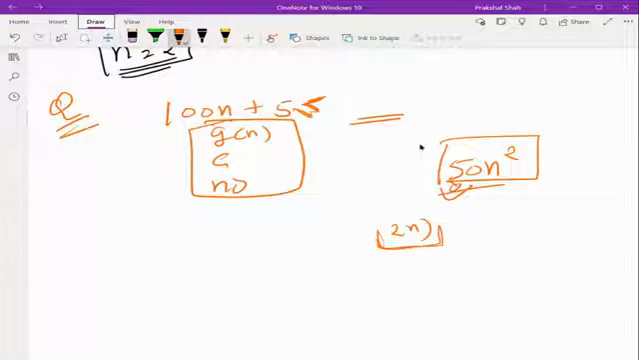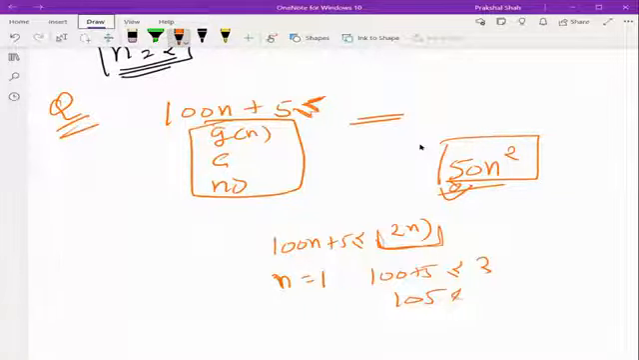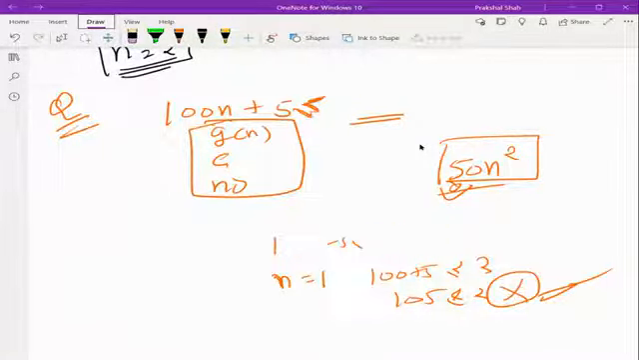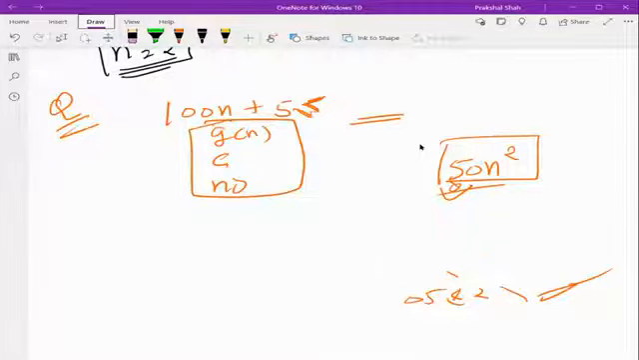So think about this: if I'm taking 100n plus 5 is less than or equal to 2n, let's verify it. For n equals 1, 100 plus 5 is less than or equal to 2, 105 is less than or equal to 2, it's false. This is not true. Dipanshu, this is how you need to verify also. It should hold true for every case.